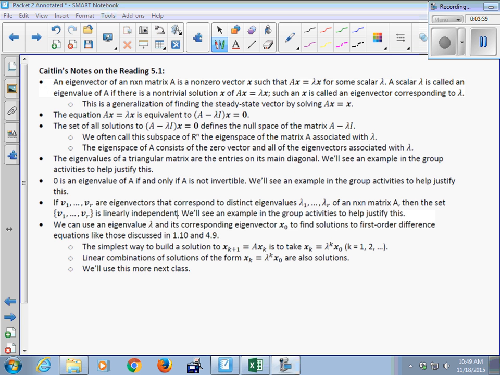And then this part, we can use eigenvalue lambda and its corresponding eigenvector x naught to find solutions to first order difference equations, like ones we discussed in 1.10 and 4.9. The simplest way to build a solution to x sub k plus 1 equals A times x sub k is to let x sub k be lambda to the k times x naught. We'll use this a lot more next class. This was the very end of your 5.1 reading.